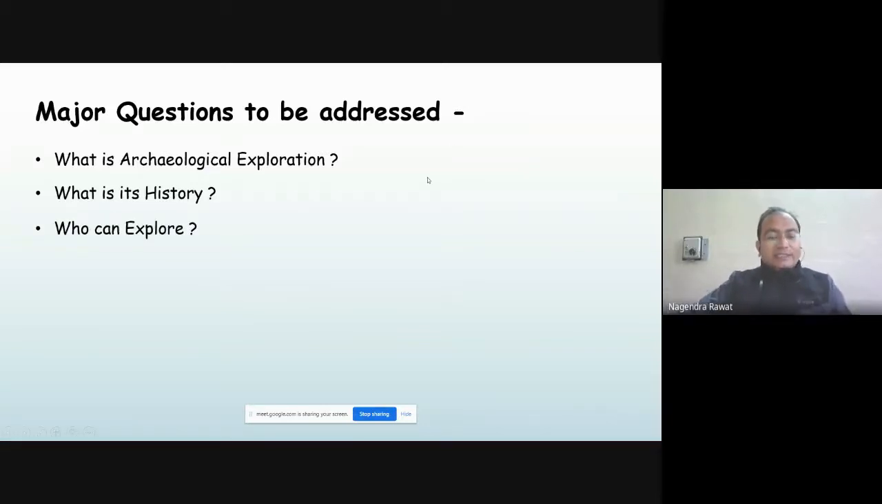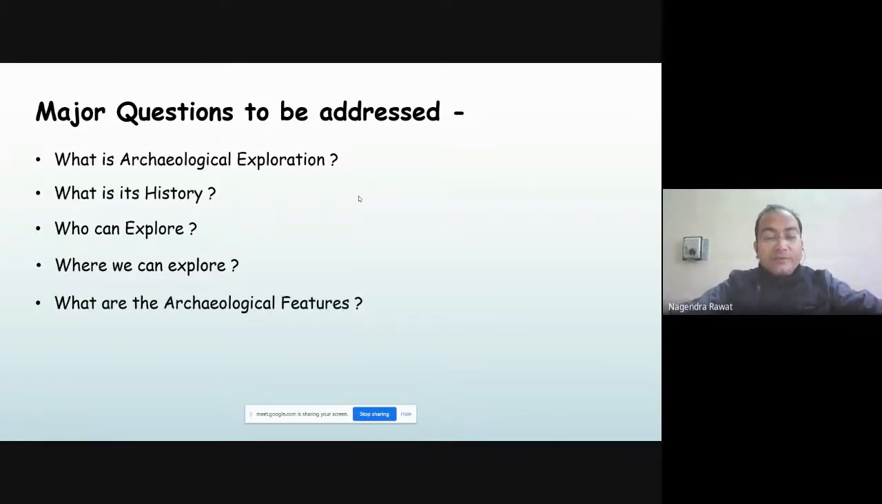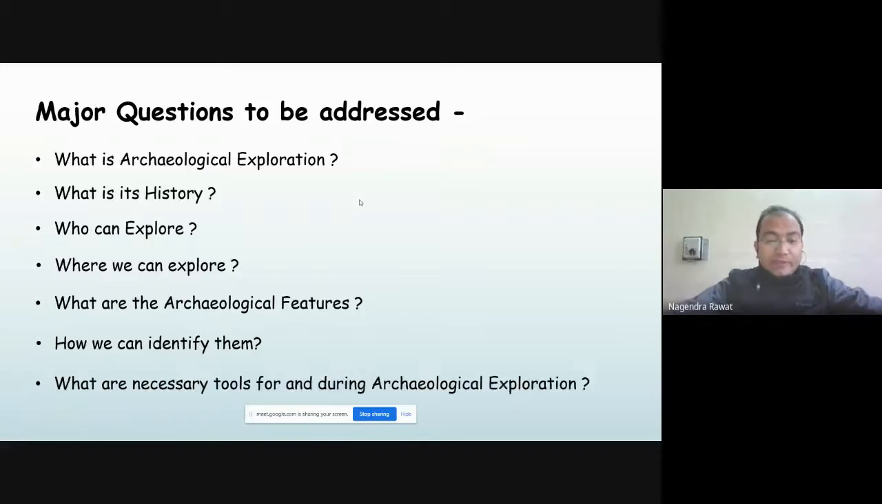The next question generally arises: who can explore, where we can explore, what are the archaeological features on the ground, how to identify them, and what are the necessary tools or techniques, or we can say goods, for and during archaeological exploration. These are the basic questions which generally arise in the common man's mind, and even in the mind of any researcher, archaeologist, or historian who is willing to work from an archaeological perspective.